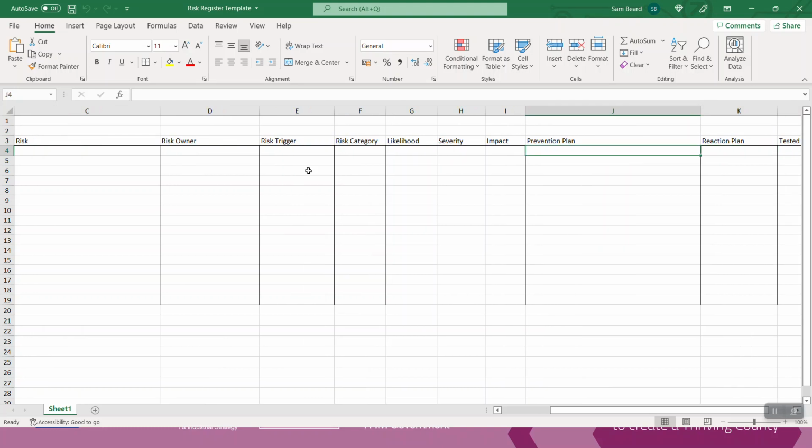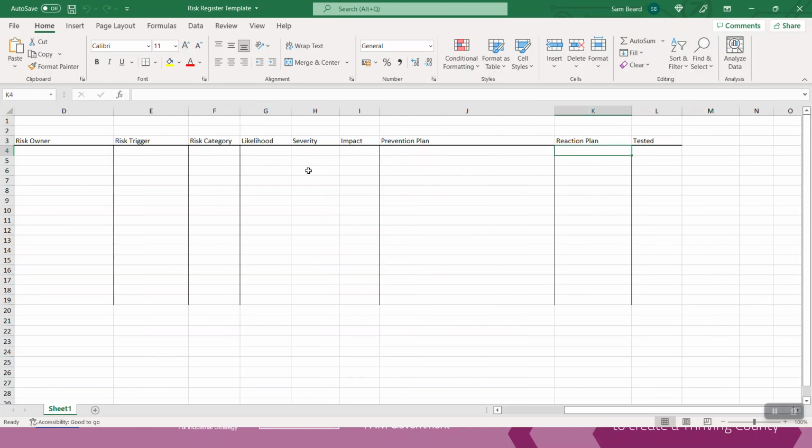Now we get into the more qualified areas, so the prevention plan. How do we prevent this event from occurring? How do we prevent this risk trigger from being triggered? After we've done that, we might want to identify a reaction plan. This is when we move away from risk management and go into crisis management. If our prevention plan doesn't work, what can we do from a reactionary perspective to limit that impact? And now we want to identify whether it's been tested.